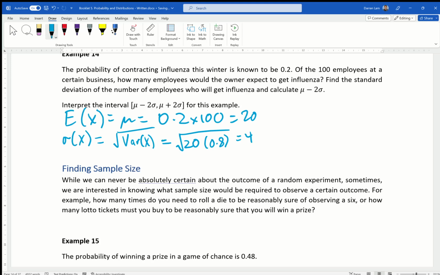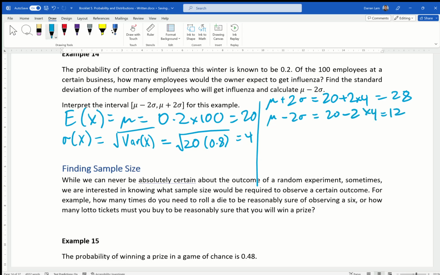Have I jumped through that too quickly? Okay, that's just the same formulas as prior. Using our calculations, I know that mu plus 2 sigma would equal 20 plus 2 times our 4, so 28. And I know that mu minus 2 sigma equals 20 minus 2 times 4, which gives us 12.